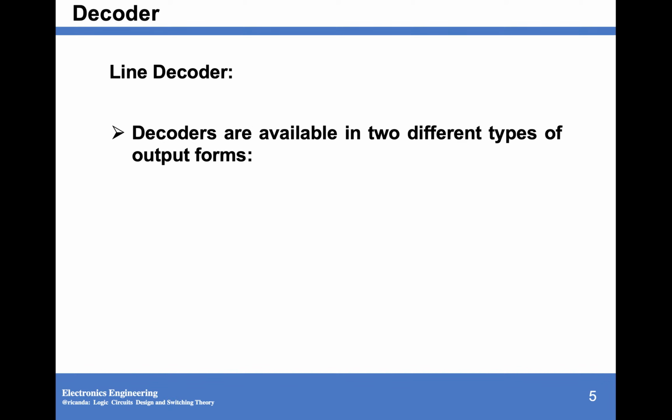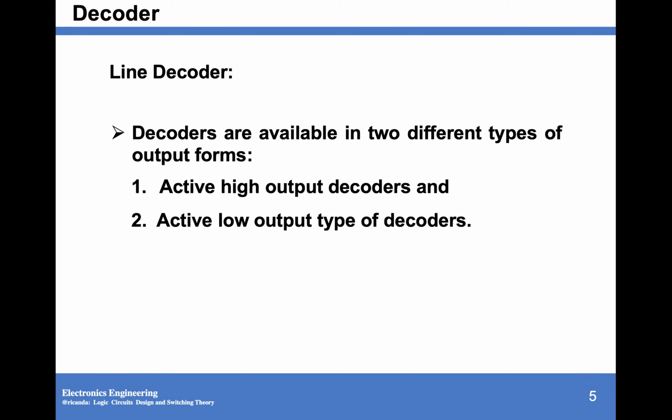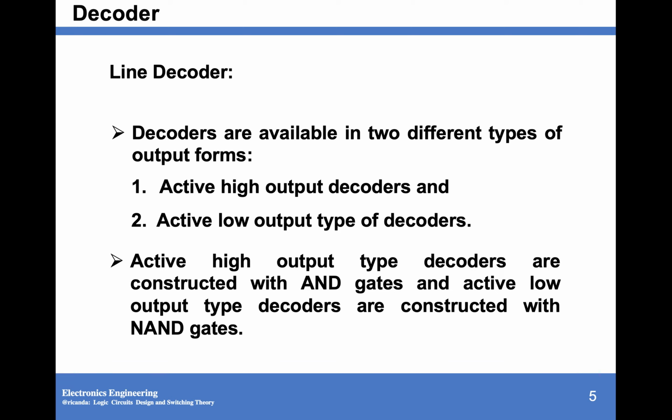Decoders are available in 2 different types of output forms. We have the active high output decoders and the active low output type decoders. Active high output type decoders are constructed with AND gates, and active low output type decoders are constructed with NAND gates.